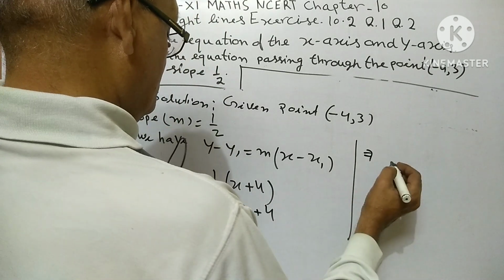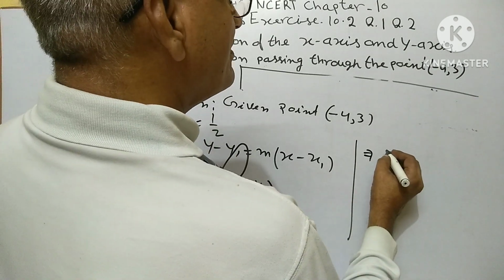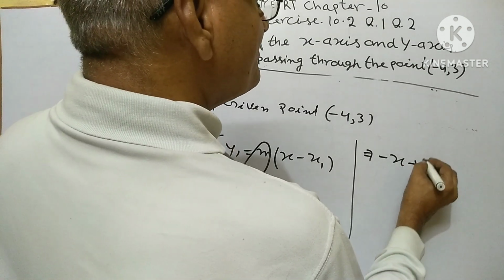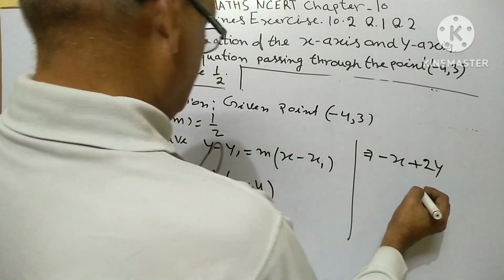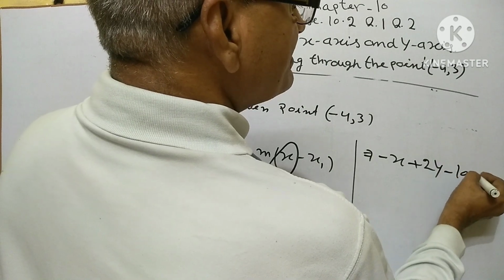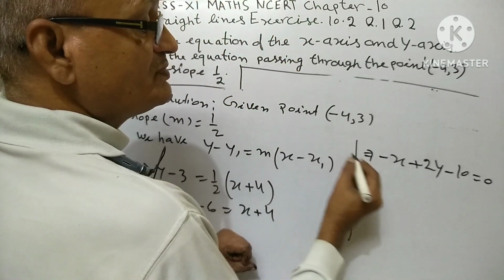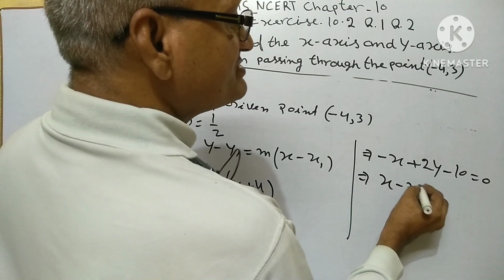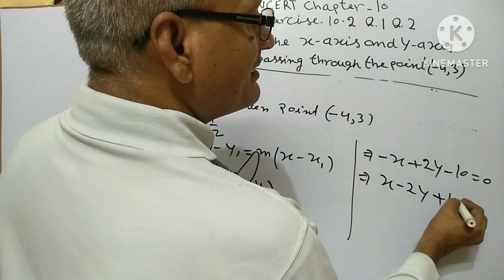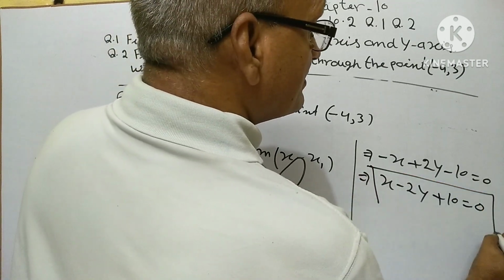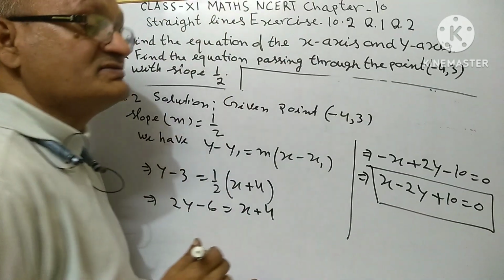This implies minus x plus 2y minus 10 equal 0, which implies x minus 2y plus 10 equal 0. This is the required solution.